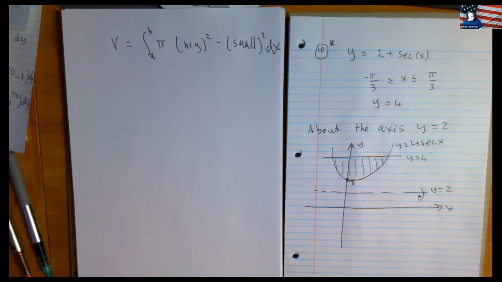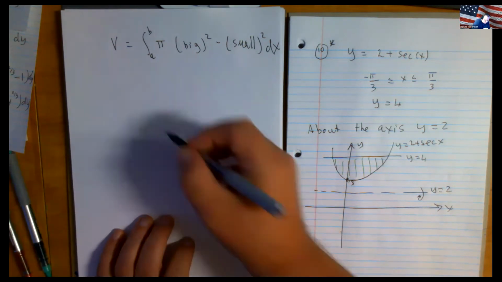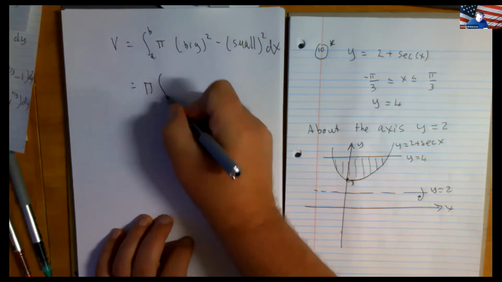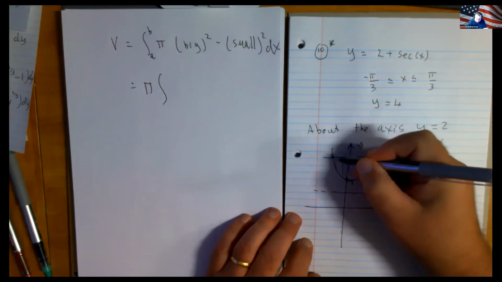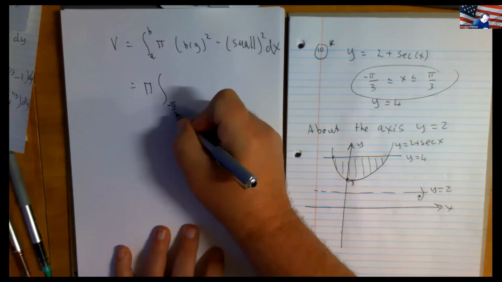Are we cool? Now that means everything is in x's. We can deal with that. There's pi. The x goes from here to here. Well, they already told us that, so I just basically put that in.